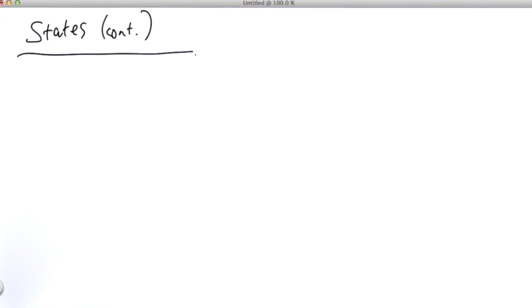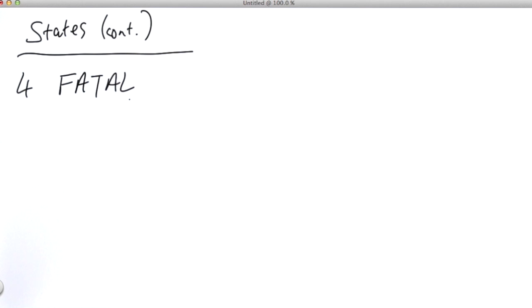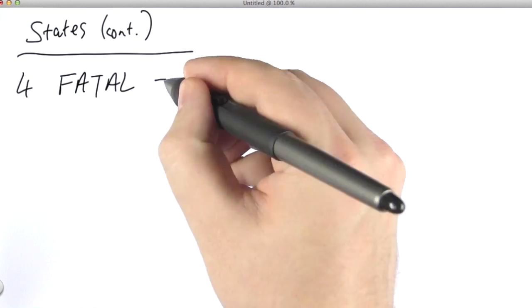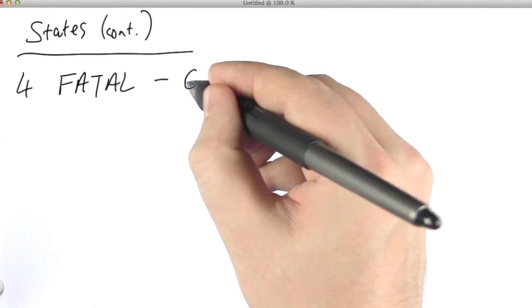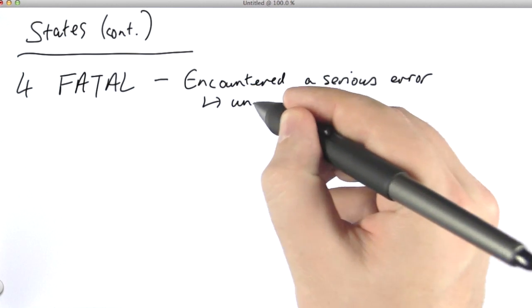Continuing on the other states, we've covered 5 so far, which leaves us 6 more to go. You've got state 4, which is fatal. This is not a good state to find your MongoDB in. A MongoDB that is in a fatal state has encountered a serious error. An error that is so serious, in fact, that it is unrecoverable.